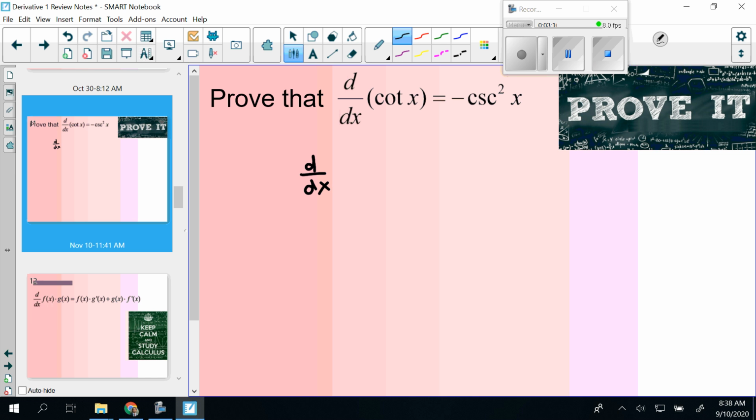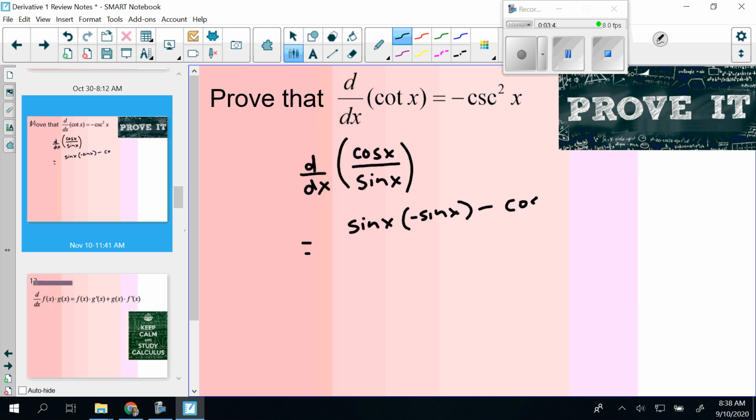Cotangent is the same as cosine over sine. So now if we apply the quotient rule to this, we should come up with that this somehow equals negative cosecant squared. So let's do that here. If we apply the quotient rule, we got low d high, the derivative of cosine is negative sine, minus high d low, the derivative of sine is cosine, all over our low function squared.